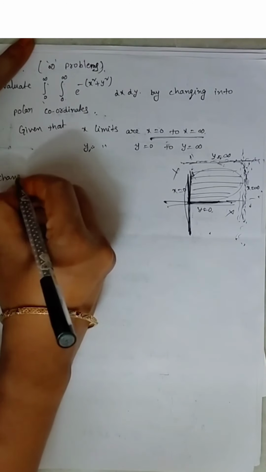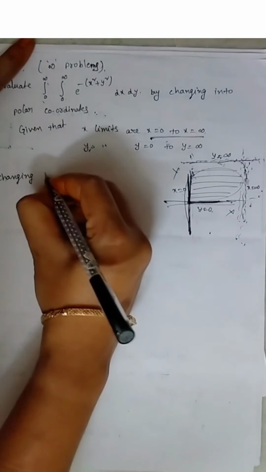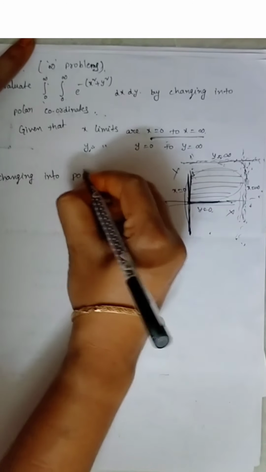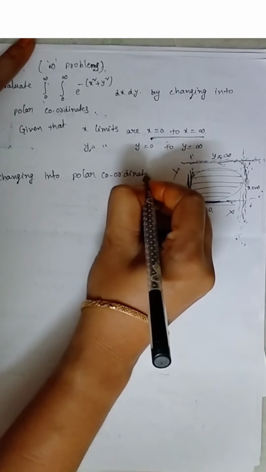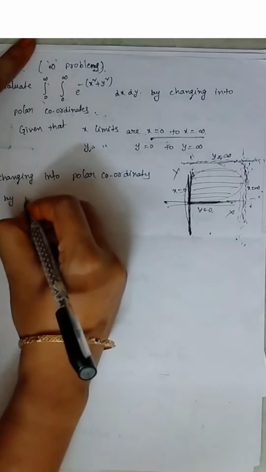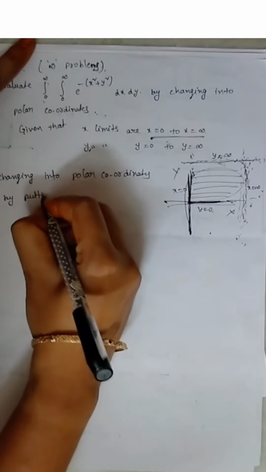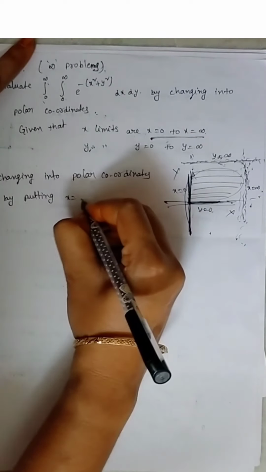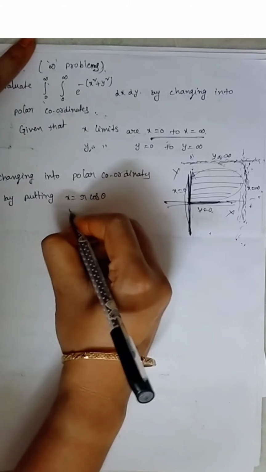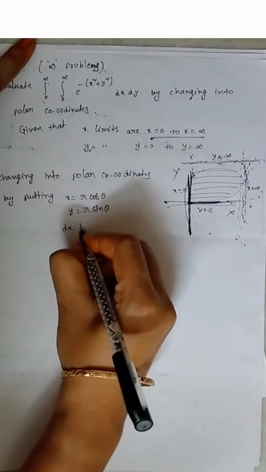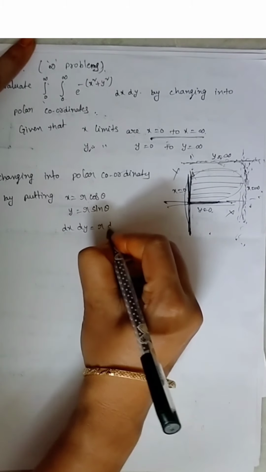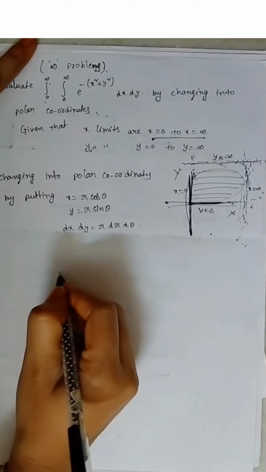Changing into polar coordinates by putting x equals to r cos theta and y equals to r sin theta, and dx dy equals to r dr d theta. Now we have to find the r limits and theta limits.